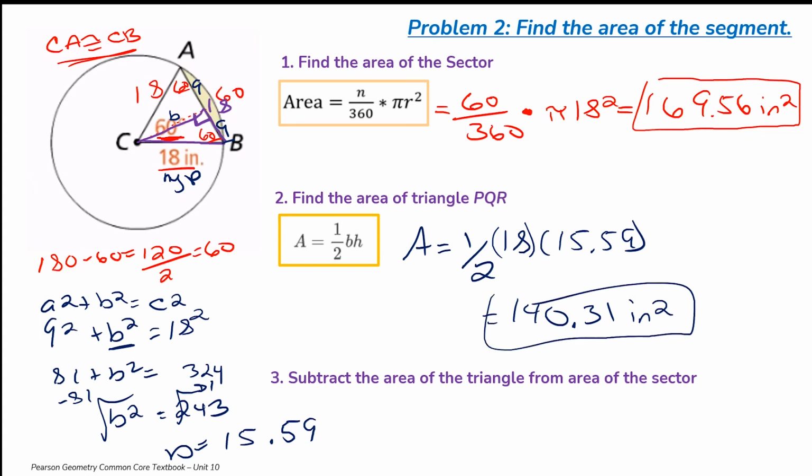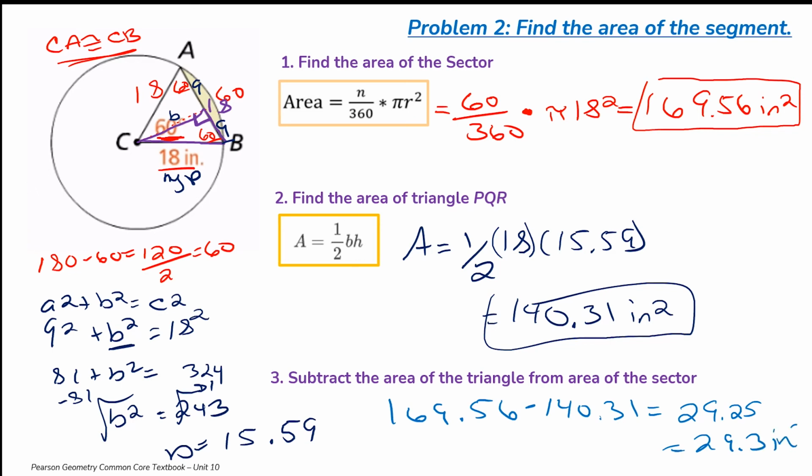169.56 minus 140.31, and that gives me 29.25, or 29.3 if I round to the nearest tenth, and that would be inches squared. So the area of that segment is 29.3 inches squared.